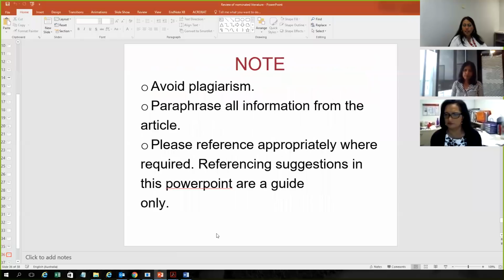Okay. So as I said before, avoid plagiarism, paraphrase all information from the article. And remember, when you see the word appropriate, you must include references. You don't have to reference the actual 2 articles that you're using. The only time you'll reference the 2 articles is when you copy and paste the aim. That's the only time you're going to reference the articles.